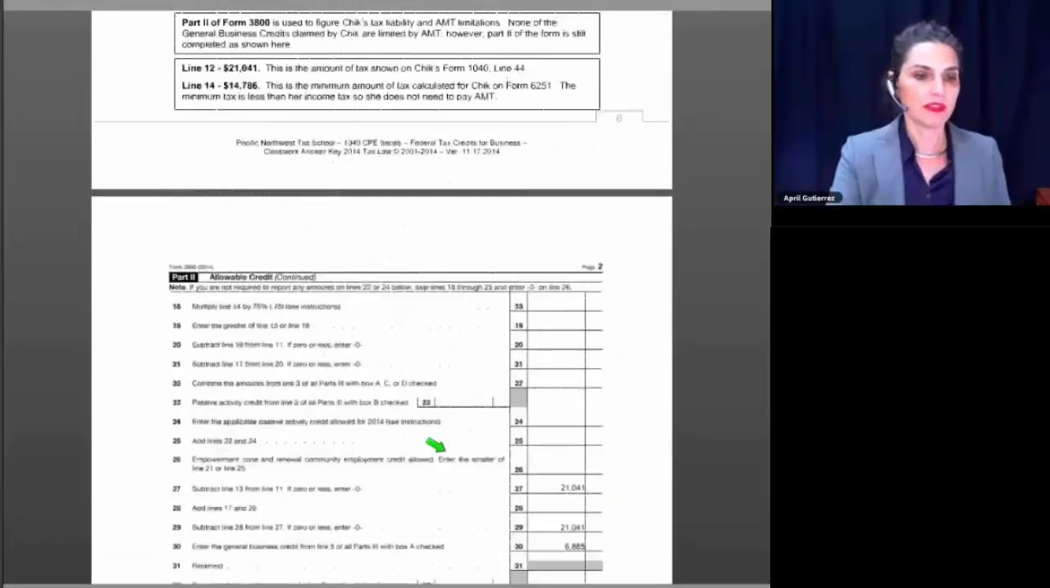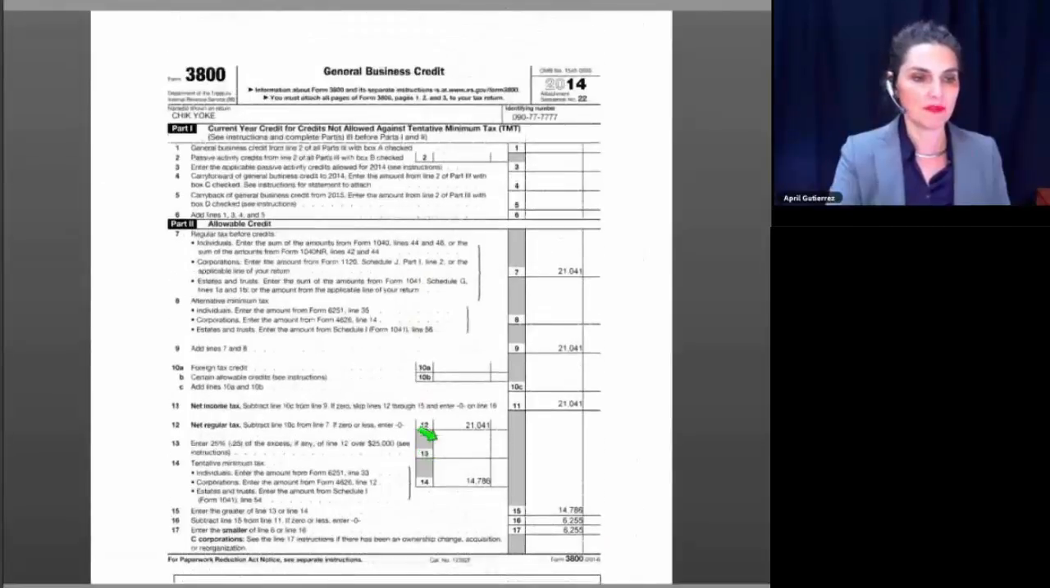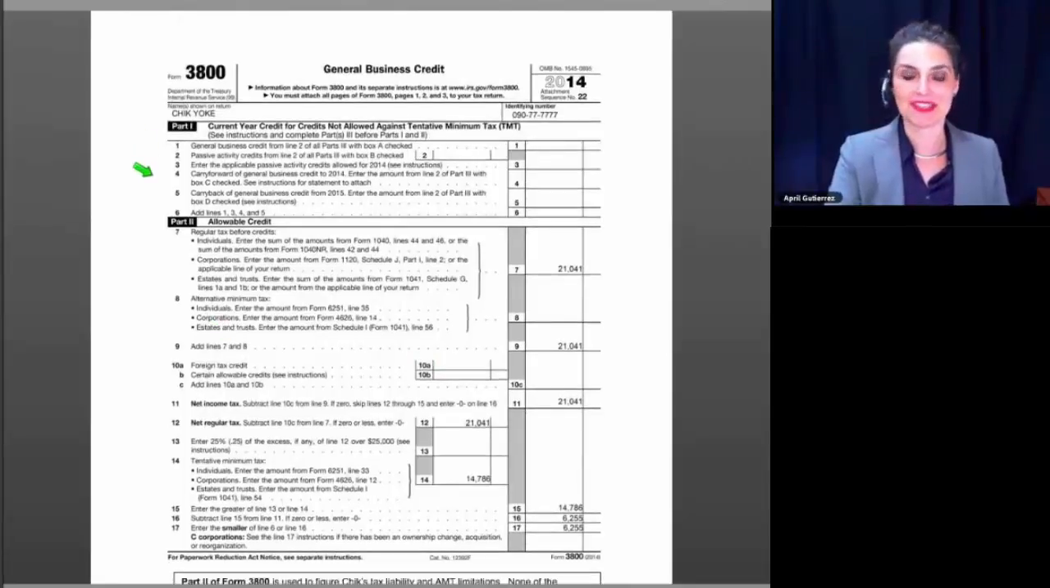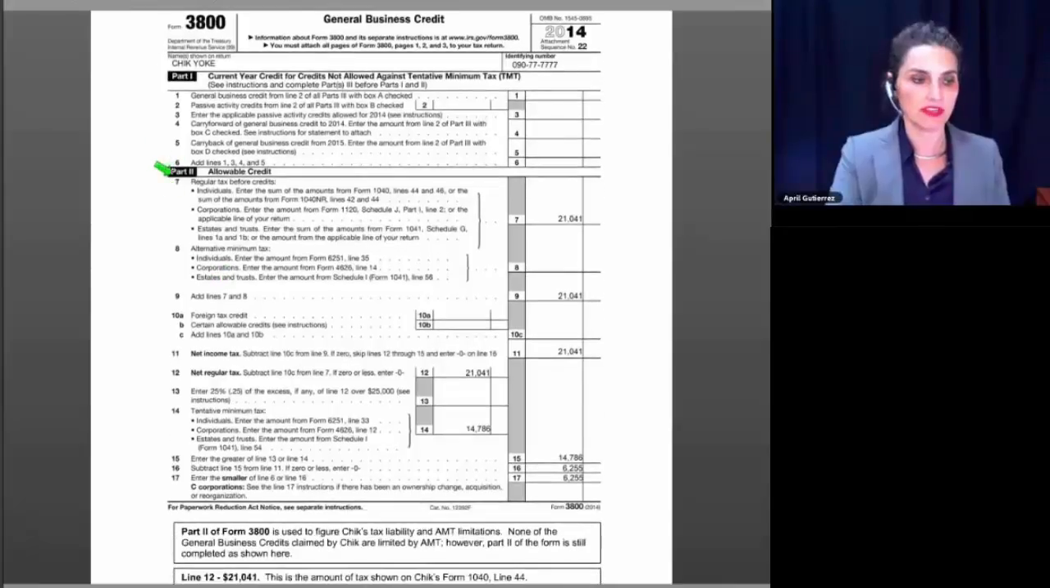Next, she needs to go up and prepare page 1 of Form 3800. Again, as in our illustration with the Bear House, Part 1 is blank because there was no credit being claimed that's subjected to the alternative minimum tax. The Bear House had no alternative minimum tax figuring on Form 3800. And the same is true of Chick. Both the credits she's claiming are claimed on line 4, and line 4 does not carry to Part 1.